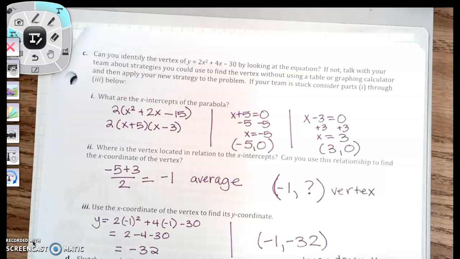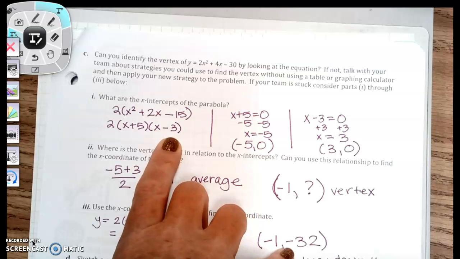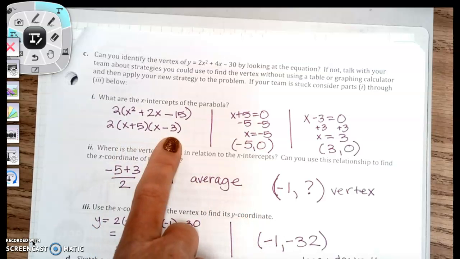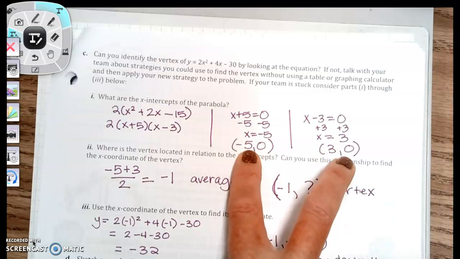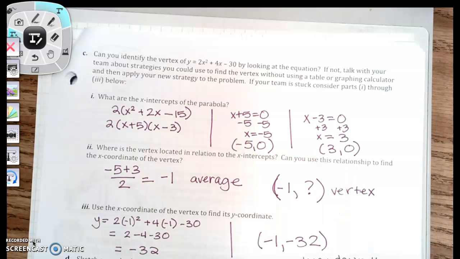When they ask you to factor or simplify, this is what they want. You can take each of these binomials, set them equal to 0, and it's going to get you 2 points. It's going to get you (-5, 0) and (3, 0). If you have a coordinate plane, graph those 2 points. You're going to put a point at (-5, 0).